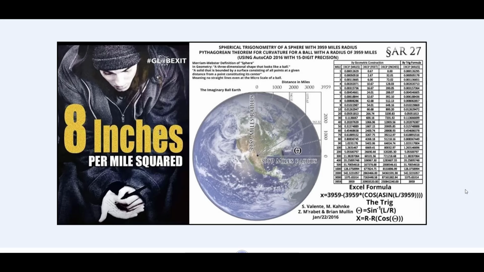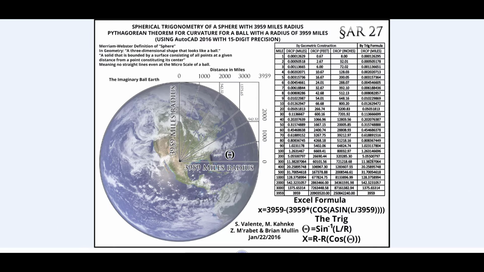8 inches per mile squared. Spherical trigonometry for a sphere. So this is how you calculate the curvature of the Earth on the imaginary ball Earth. This is the math, right? So I guess I am forced to accept this, right? Because this is the way the world works.